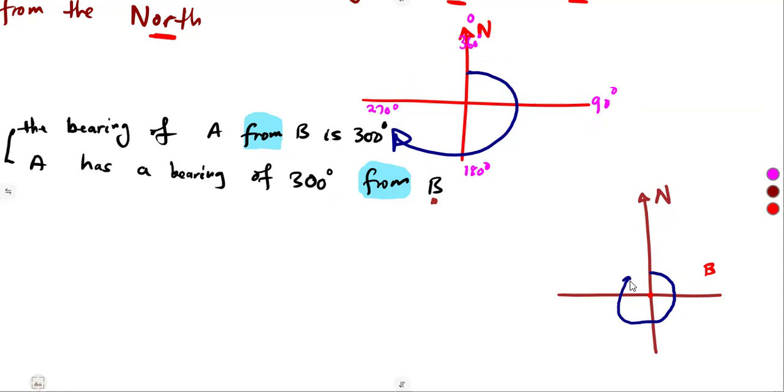300 is greater than what? It is greater than 270. Here we are at 270. So it's greater than 270, and that's the angle before 360. So you can indicate it with a line like this. All right, so that is from B going to A.